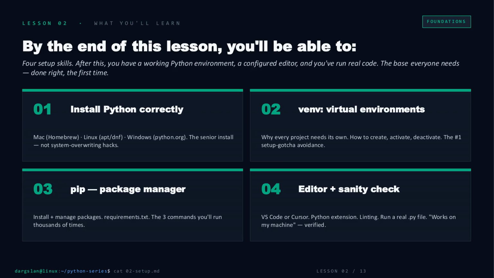So here's the map for the next 30 minutes. First, you'll install Python the right way for your OS. Homebrew on Mac, apt or DNF on Linux, the official installer on Windows. No system overwriting shortcuts. Then venv, the per-project isolation that prevents about 90% of the setup pain you've heard horror stories about. After that, pip, just 3 commands you'll use forever. And finally, your editor, configured properly, ending with a real Python file that actually runs.